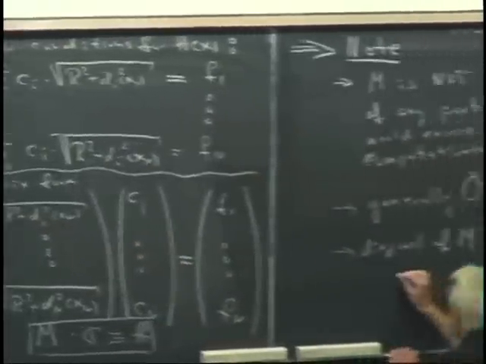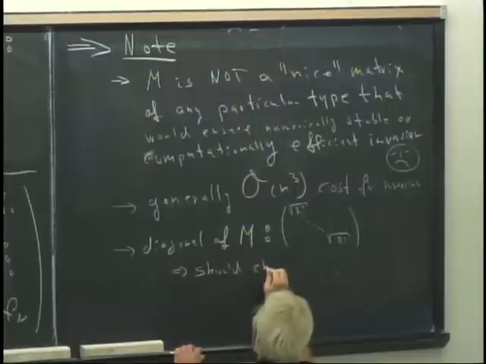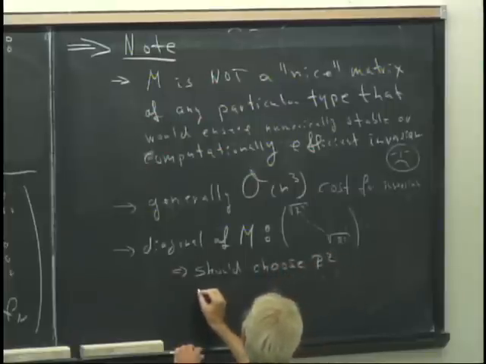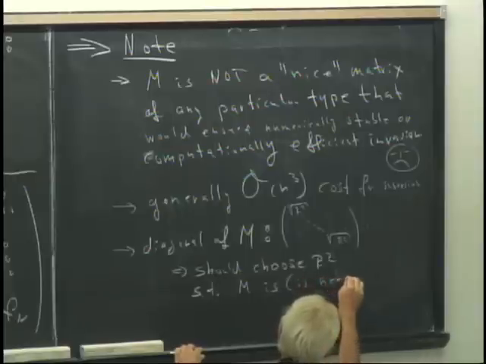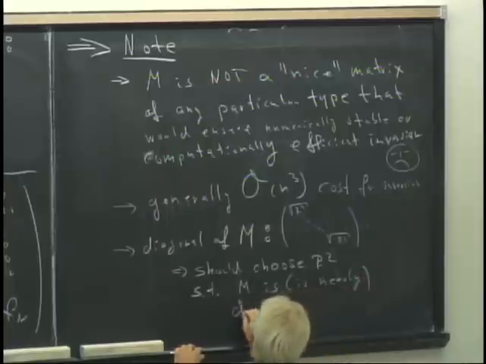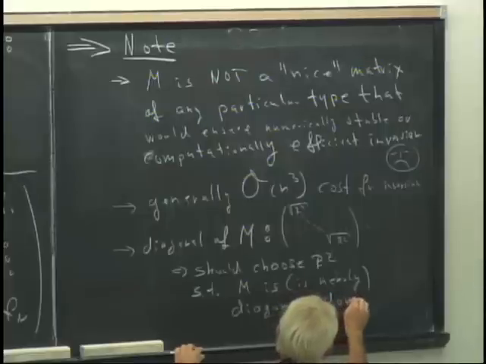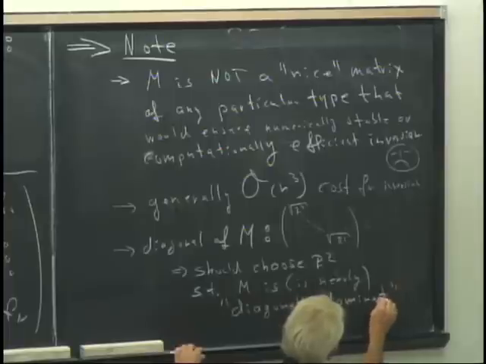This is a hint for the second project: you should choose R squared such that M is nearly diagonally dominant. Diagonally dominant. Look that up in your linear algebra book to see what that means.